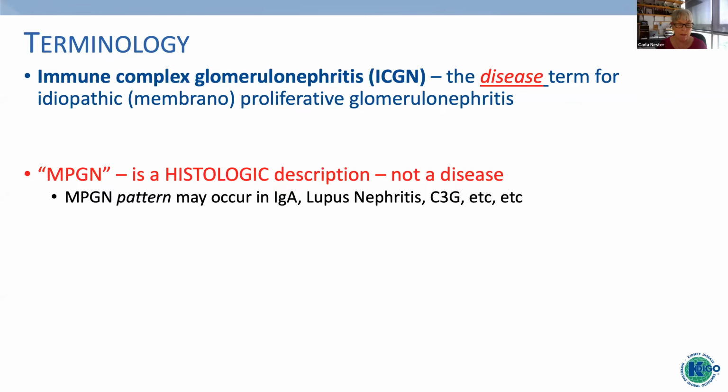It's a pathologic pattern. The MPGN pattern can be seen in IgA, it can be seen in lupus nephritis, it can be seen in C3G, etc. When we're really talking about the idiopathic form, we should use the immune complex GN terminology.